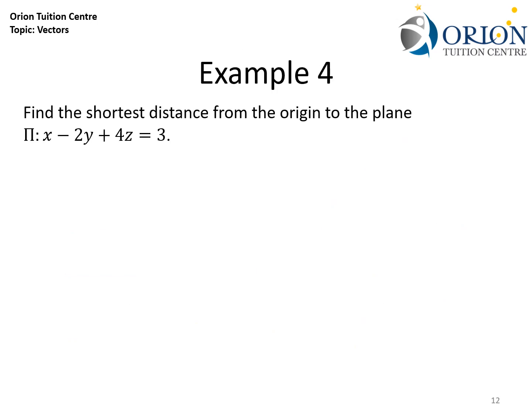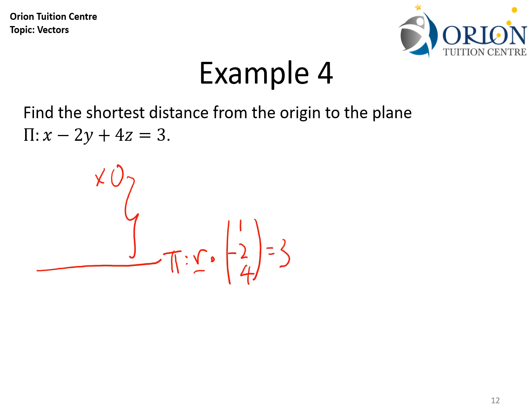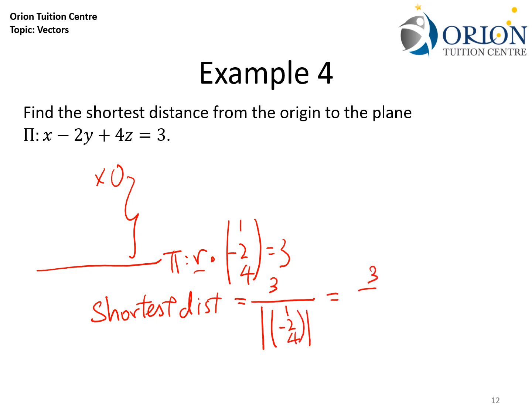In example 4, we now have to find the shortest distance between the origin and the plane pi, r dot (1, -2, 4) equals 3. So we are interested in this distance here, which we can find very easily. It will be equal to 3 over mod of (1, -2, 4), which becomes 3 over square root 21 units.